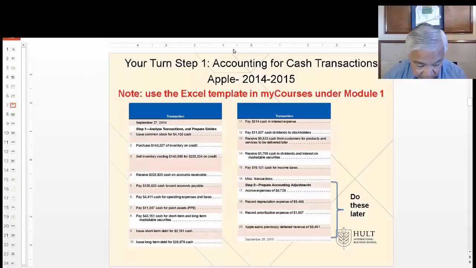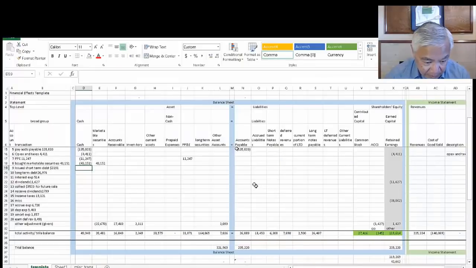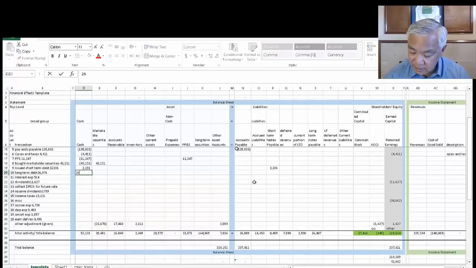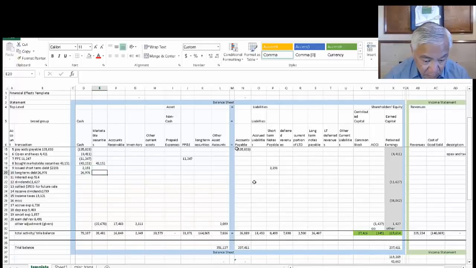Next, we bought marketable securities, so our cash goes down, minus 43,151, and our marketable securities goes up, 43,151, so that's in balance. Then we issued short-term debt. How much did we get? 2,191. That's a plus to cash, and to short-term debt, as we owe more money, 2,191. Next, we issued more debt, in this case long-term debt of 26,976. It increases our obligations by 26,976.